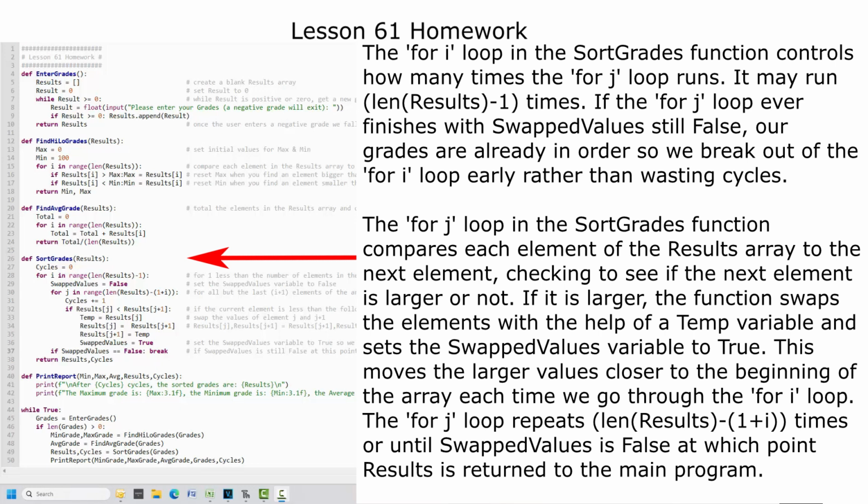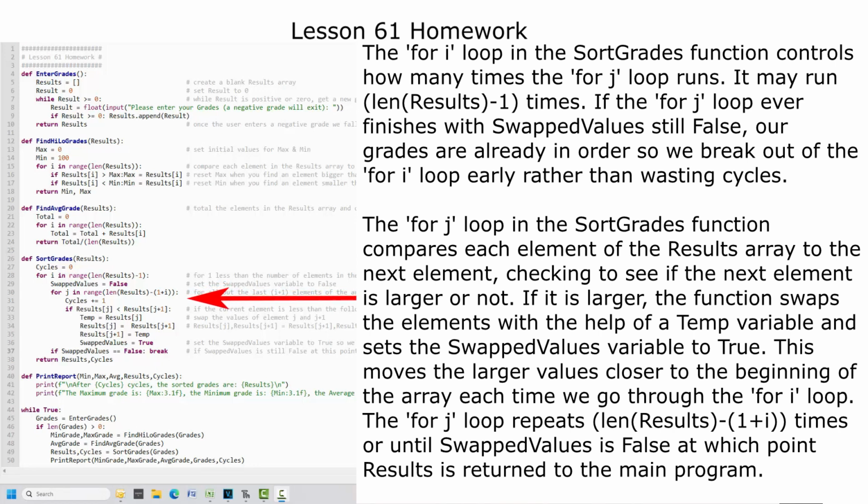The for-i loop in the sortGrades function controls how many times the for-j loop runs. It may run len(results) minus 1 times. If the for-j loop ever finishes with swapped values still false, our grades are already in order, so we break out of the for-i loop early rather than wasting cycles.